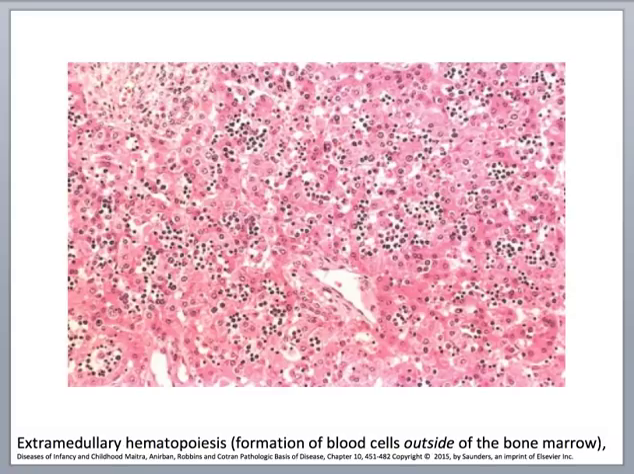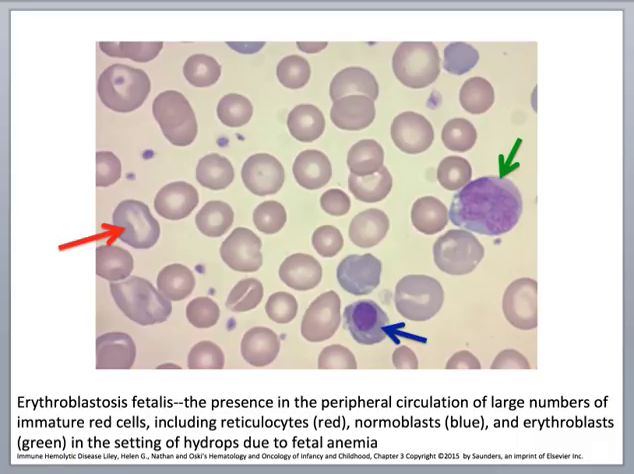This is a section of liver which shows the sinusoids containing numerous nucleated red blood cells and other immature marrow cells as an example of extramedullary hematopoiesis. This demonstrates the peripheral blood smear appearance of erythroblastosis fetalis, which refers to the presence in the circulation of large numbers of immature red cells, including reticulocytes, normoblasts, and erythroblasts, in the setting of hydrops due to fetal anemia.